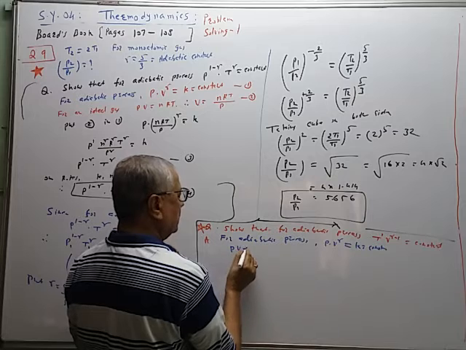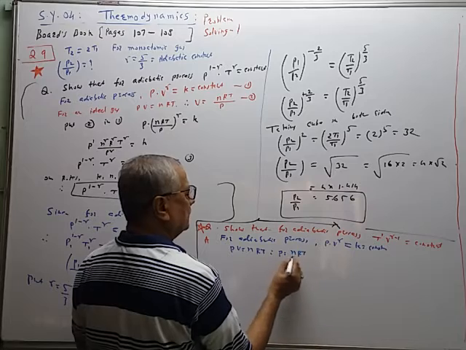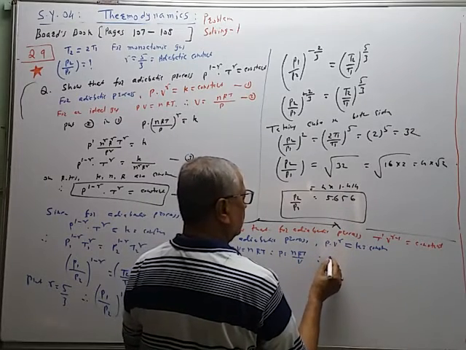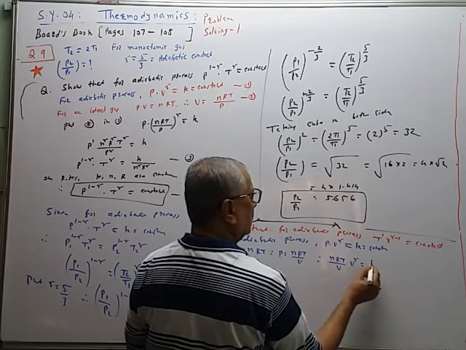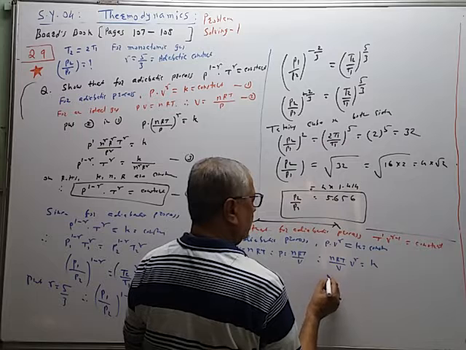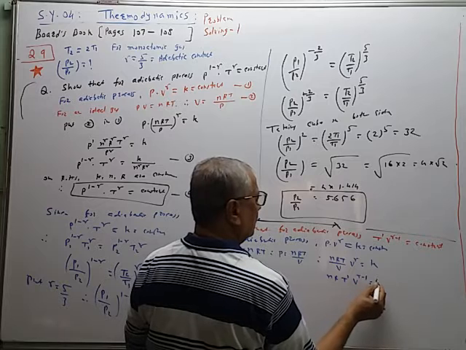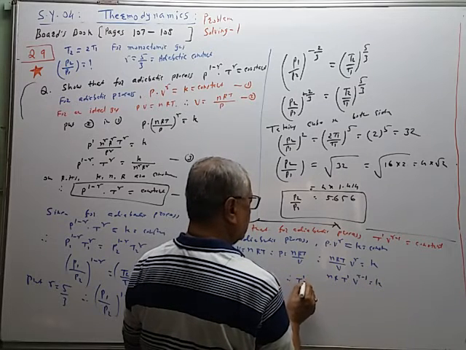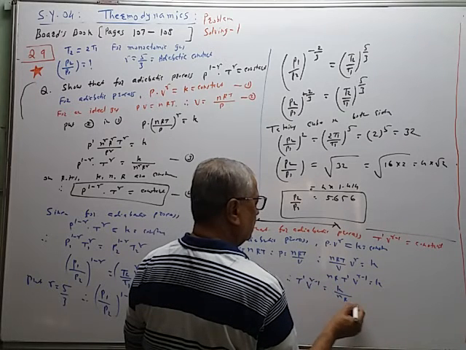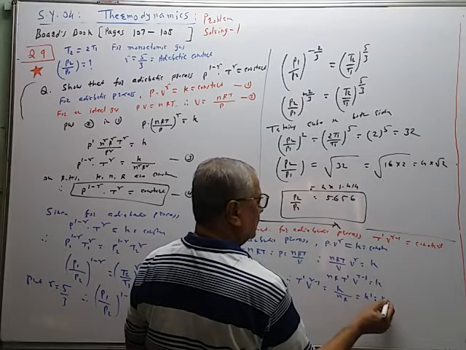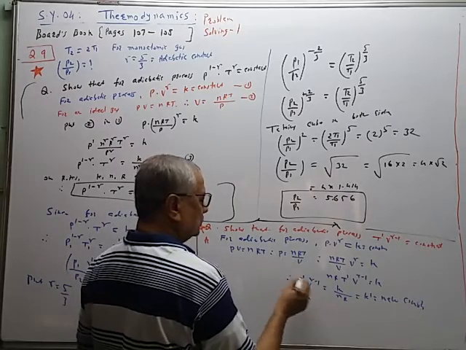PV is equal to nRT. Therefore P is equal to nRT upon V. Therefore put here. So n into R into T upon V into V raised to gamma is equal to K, and therefore n into R into T raised to 1 into V raised to gamma minus 1 is equal to K, and therefore T raised to 1 V raised to gamma minus 1 is equal to K upon nR is equal to K dash is equal to new constant. So this is the relation.